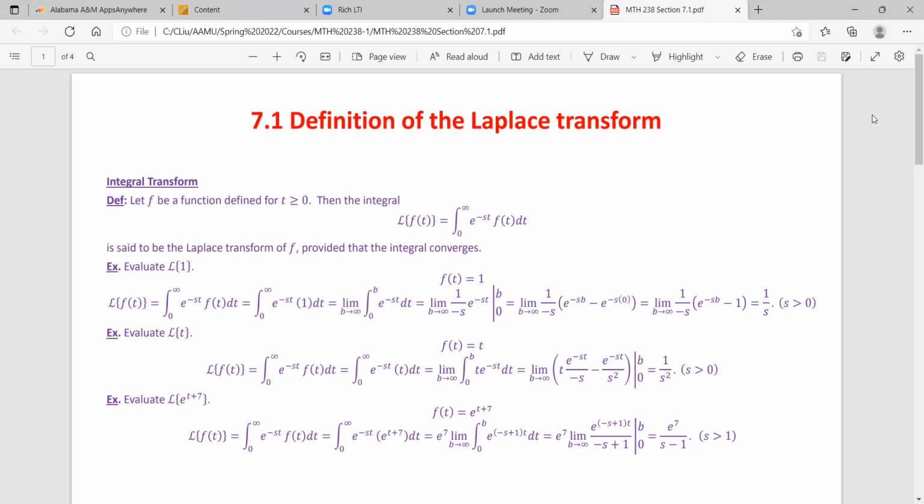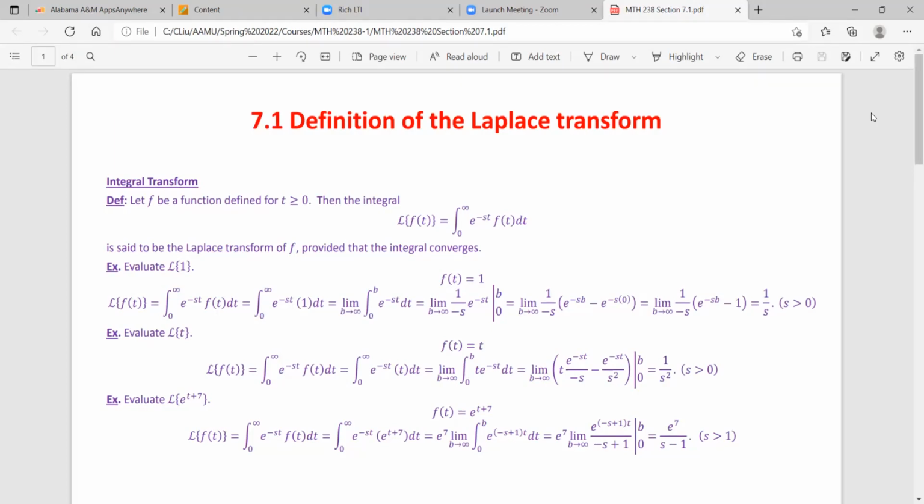So it's an integral transform. You just multiply the function by the factor e to the negative st and integrate t from 0 to infinity. Let's do some simple examples from the definition. We want to evaluate the Laplace transform of 1. So the function is the constant function f(t) equals 1, and we want to find its Laplace transform.